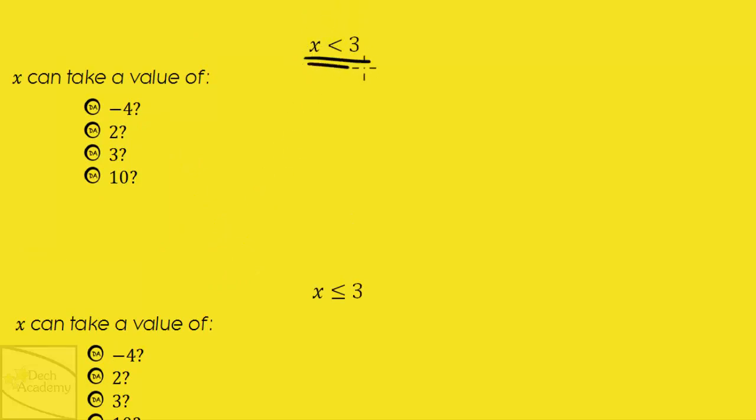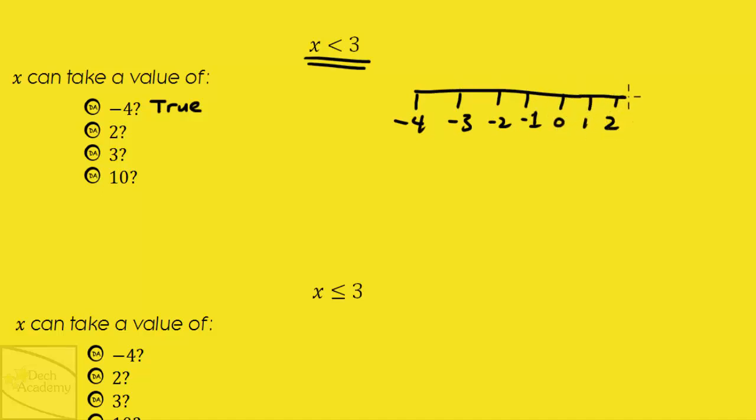The statement here says x is less than 3. Given this statement, x can take a value of -4. True, because -4 is less than 3. If we take a look at a number line, -4 will lie to the left of 3, because we'll have something like this. As you can see, -4 lies to the left of 3, so -4 is less than 3.